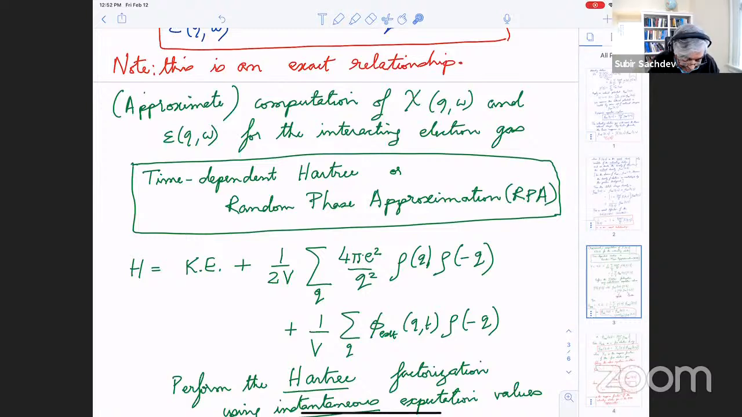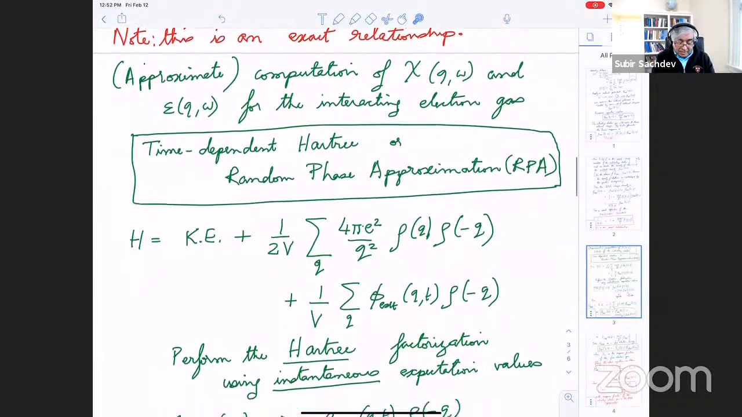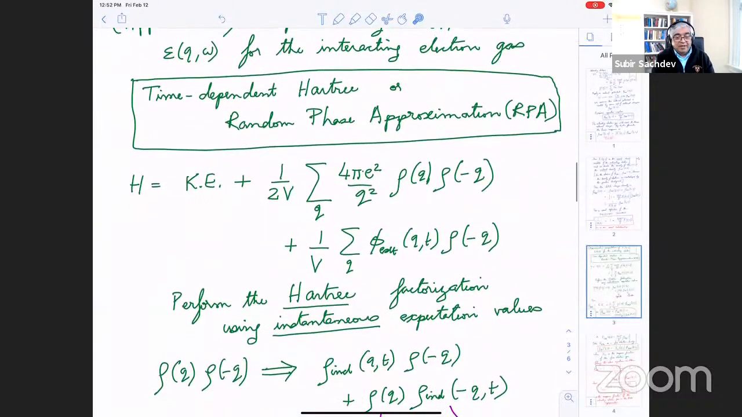So we'll call it RPA because that's what the books call it. Okay, so what is the RPA? So now I'm going to do something approximate, not exact. All right, so this is our Hamiltonian that we're interested in.